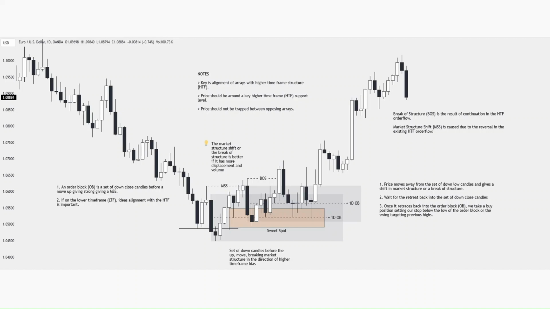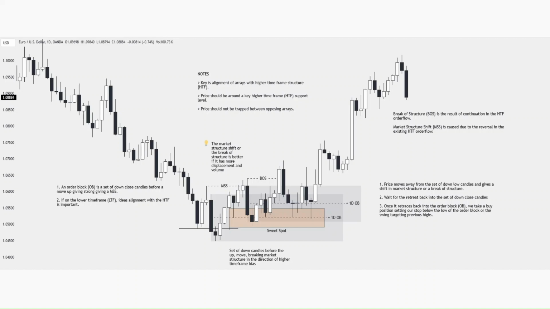So, what we have here is a reversal. We have a clear downtrend here, and the price has reversed and gone up to the upside. I'll start by explaining what break of structure and market structure shift are. Break of structure is a result of the continuation in higher time frame order flow. For example, this is break of structure, this is break of structure, this is break of structure, or here to the downside, this is break of structure, this is break of structure.